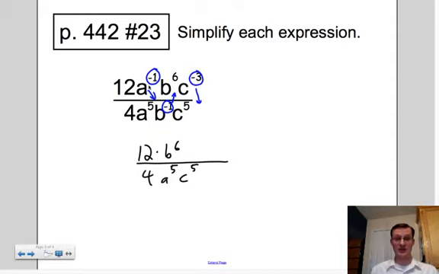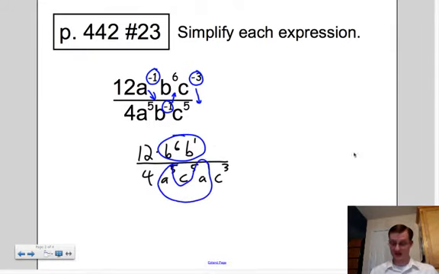Now, A to the negative first gets booted down, so it's A to the first down on the bottom. B to the negative first moves up, and it's positive now. C to the negative third moves down, and it's positive now. So the next thing I'm going to do is to combine these, the B's, the A's, and the C's.